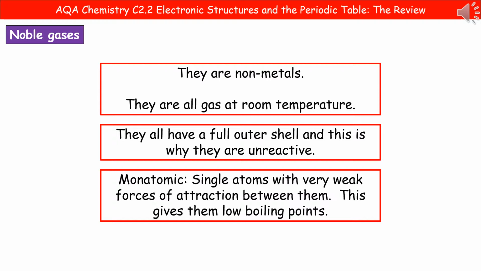The last phrase we may see associated with the noble gases is this one, monatomic. So mono means one, atomic, atoms. So we have single atoms. They don't join together with others. So when we find them as helium, radon, all of this, they will just be a single atom on their own. And those atoms have very weak forces of attraction between them, which gives them very low boiling points, hence why at room temperature they're all gases.